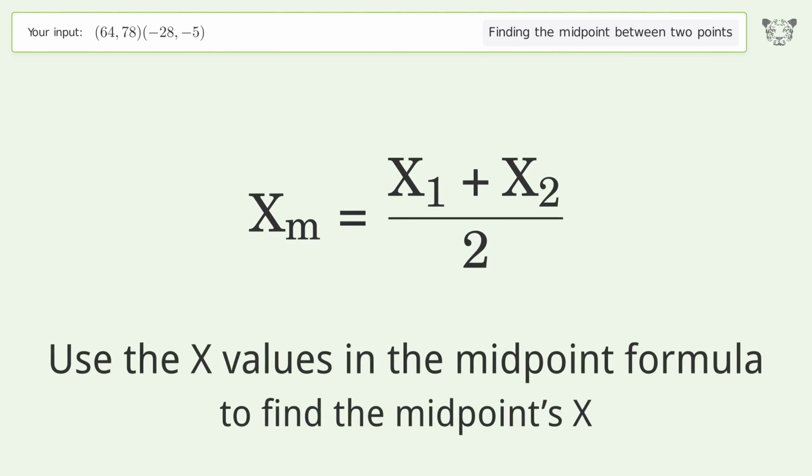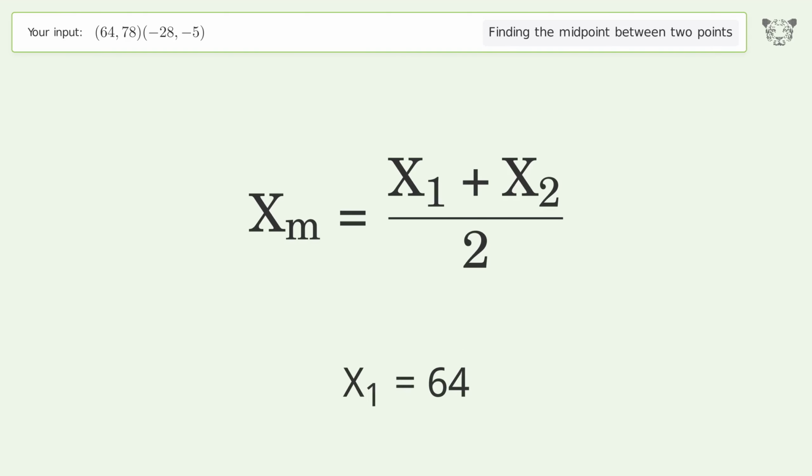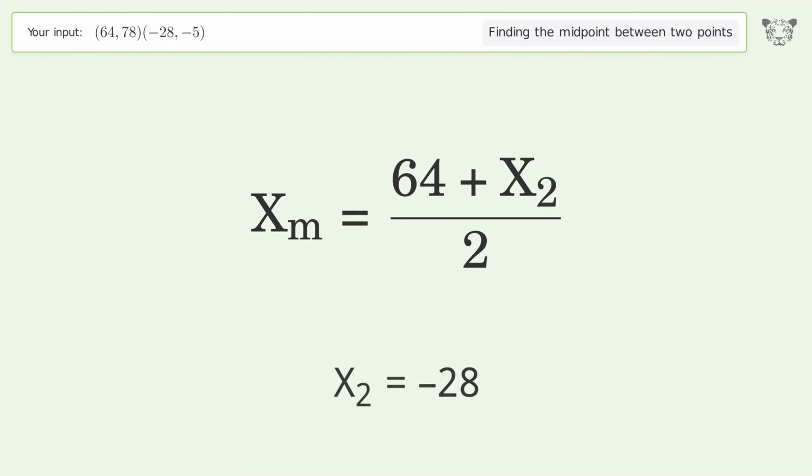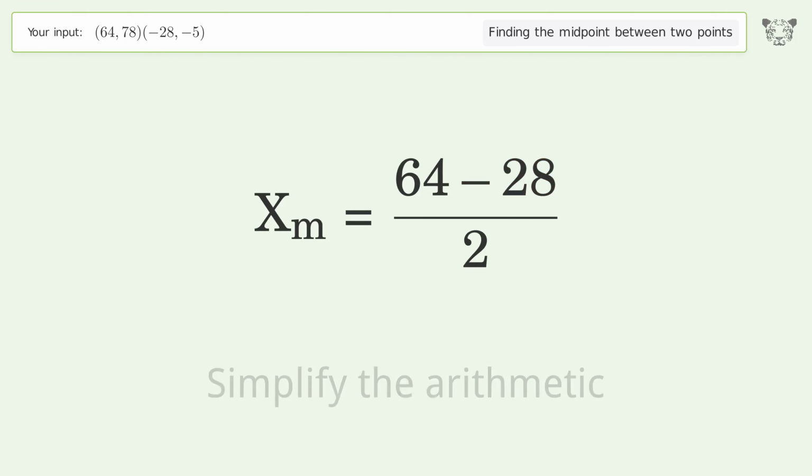Use the x values in the midpoint formula to find the midpoint's x. x1 equals 64. x2 equals negative 28. Simplify the arithmetic.